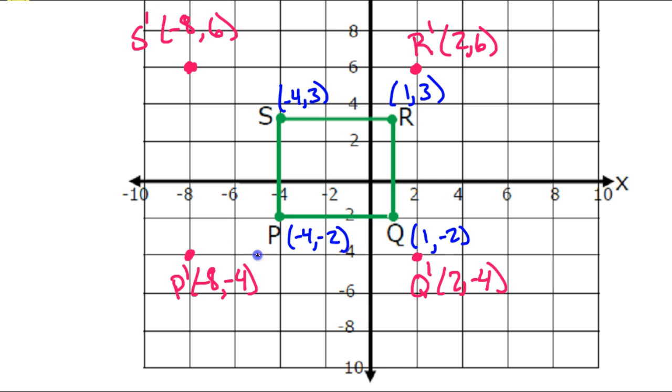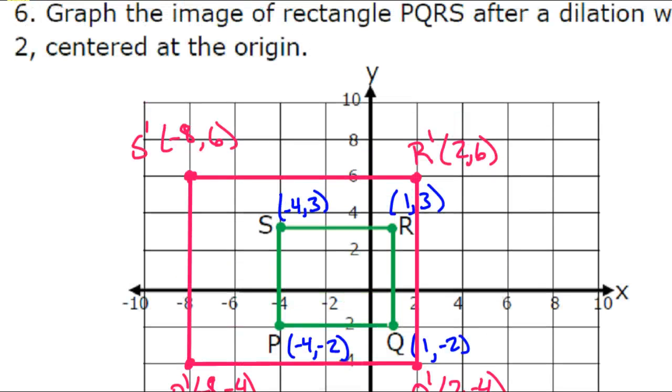So all that's left is to connect the vertices. So there's the image for problem number 6.